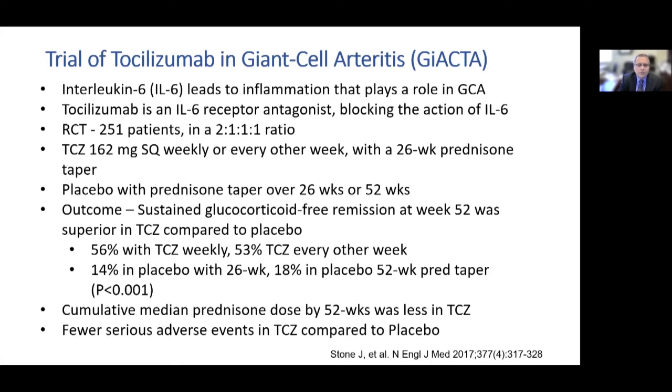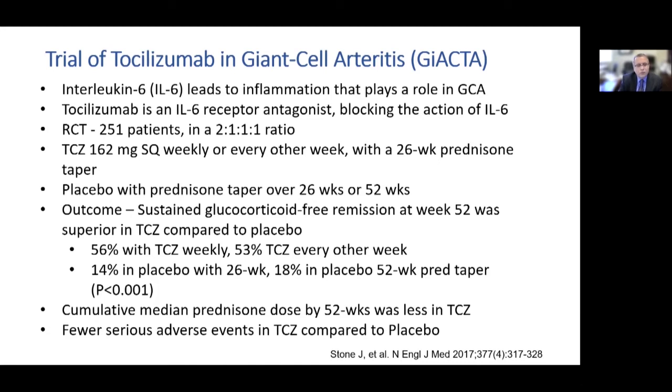So this study had about 251 patients. It was a randomized controlled trial. What they did, they used tocilizumab subcutaneous injection, 162 milligrams weekly or every other week, with a prednisone taper within 26 weeks, which is a fairly rapid taper of prednisone for patients with giant cell arteritis. And they compared this to placebo, meaning patients who didn't have tocilizumab but had something similar to it, like a sugar tablet, with the prednisone tapering within 26 or 52 weeks.